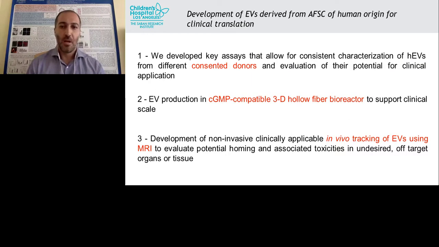So for this aim, we developed three specific directions that we aimed our studies on. In the one direction, we developed key assays to allow for consistent characterization of these human EVs, now derived from consented donors, and evaluate their potential for clinical translation or application. In the second direction, we really thought about the possibility of expanding these EVs to clinical scale. So we employed a GMP-compatible 3D hollow fiber bioreactor to be able to meet this need.